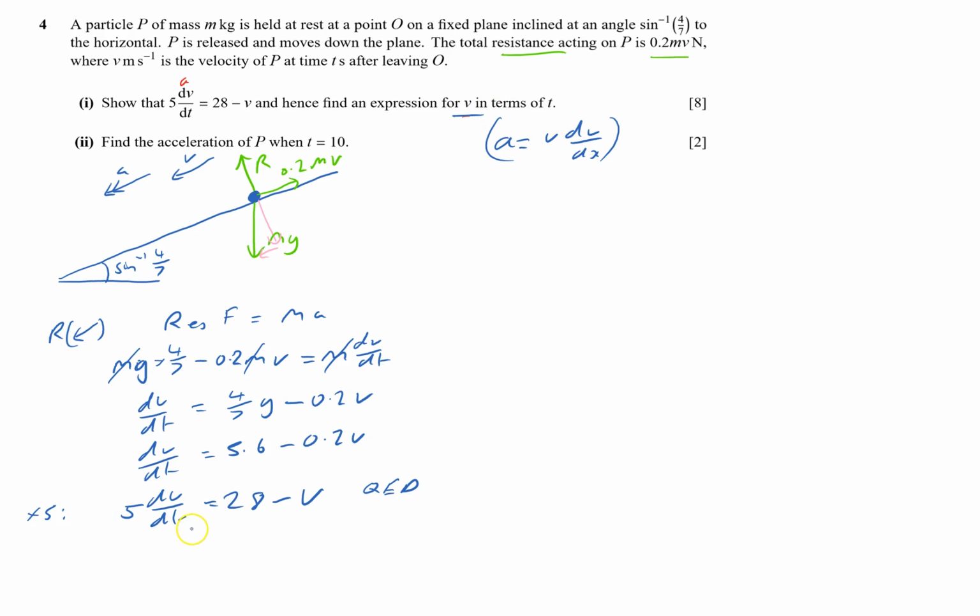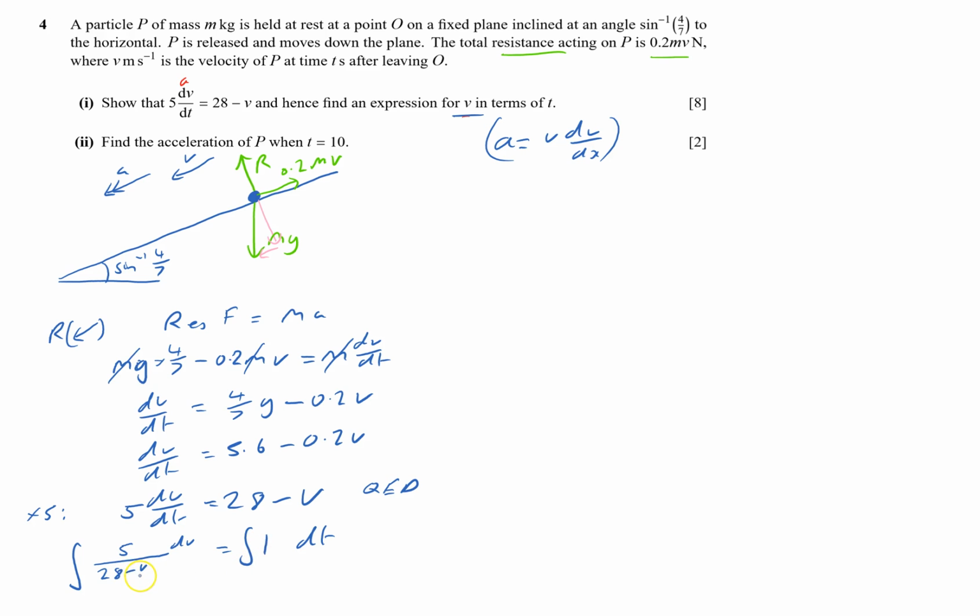And now we've got to find v in terms of t. So we're going to have to solve this differential equation. First thing I'm going to do is separate the variables. I want all the v bits over here and the t bits over here. So I'm going to divide everything through by 28 minus v. So I get 5 over 28 minus v dv, and times both sides by dt, that'll give me dt. Basically I'm integrating both sides, so I'm going to put the integral signs in there.